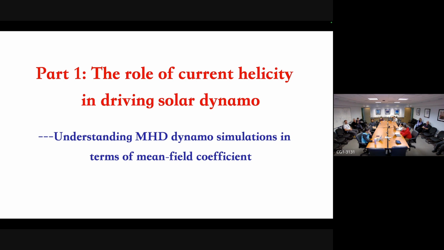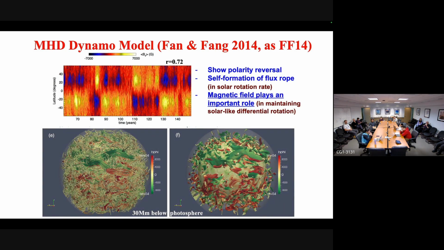So the first part I call the role of kinetic helicity in driving the solar dynamo. Basically, this is trying to understand the MHD dynamo simulations in terms of the mean field coefficients. I started my study of the dynamo problem in 2014, after Yuhong published this paper. At that time, this paper was the first simulation that used the solar rotation rate and produced polarity reversal and self-formation of flux slope, and also produced solar-like differential rotation. So it was quite impressive at that time.